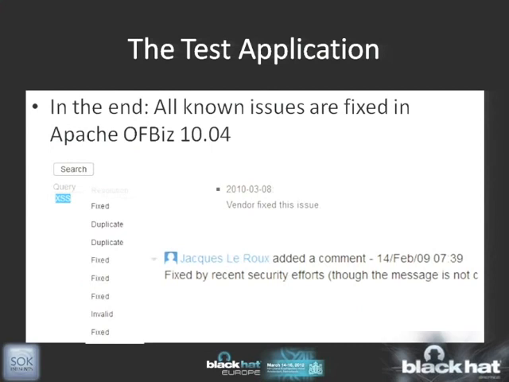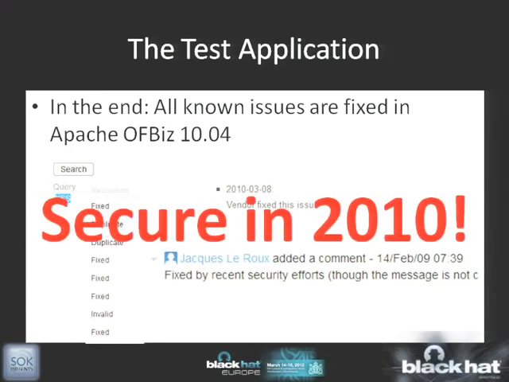So around 2010, April, the 4th month is April. So around 2010 in April, they released a new version of Apache Office, the 10.04, where they actually fixed everything that they knew about. And essentially you can state that in 2010, at this point in time, they thought their application was secure. They tried what they could do to make their application secure.